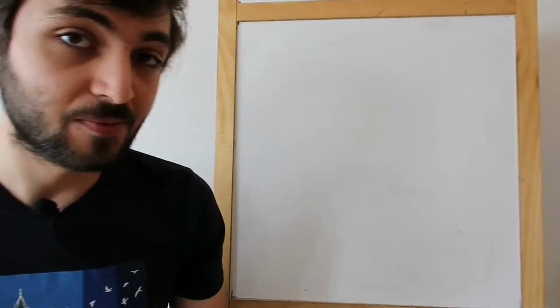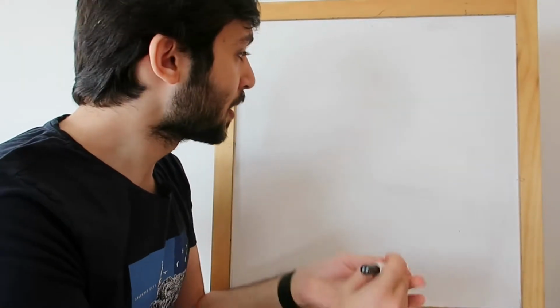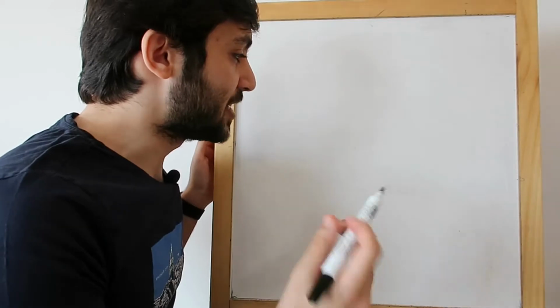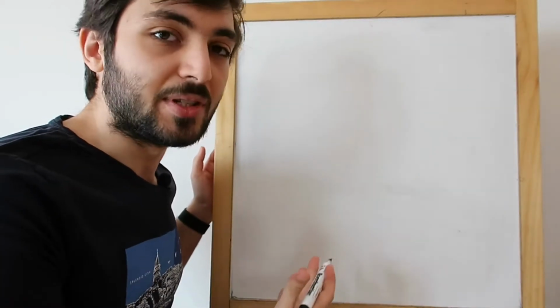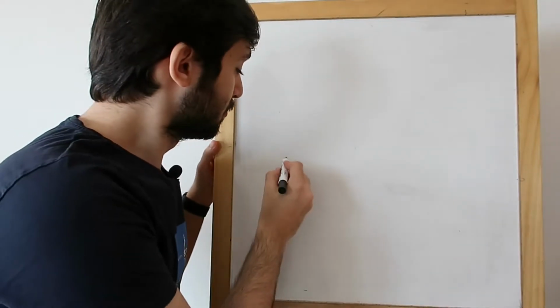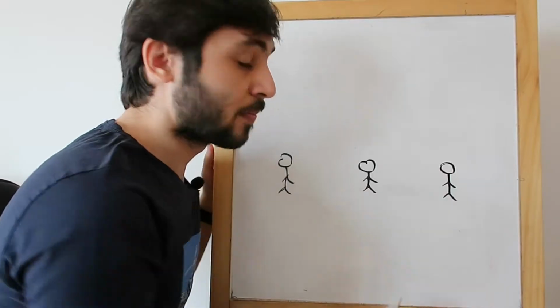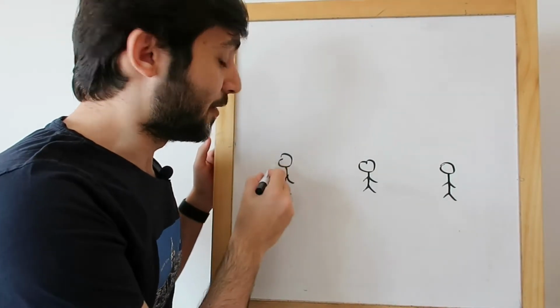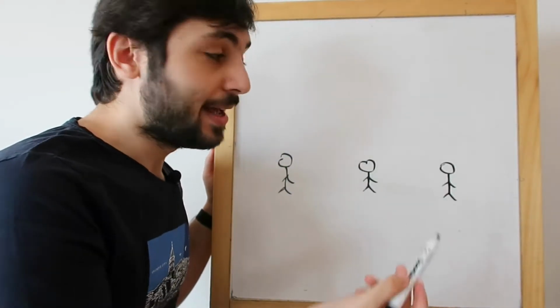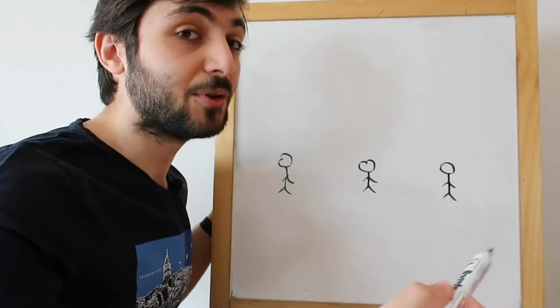So let's do some drawings. First, let's just say that we have three people who want to develop a software. The first one worked on a feature, and the second one worked on another feature, and the third one worked on the third feature.